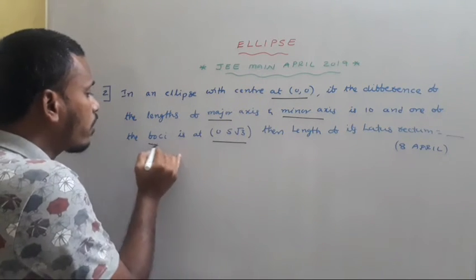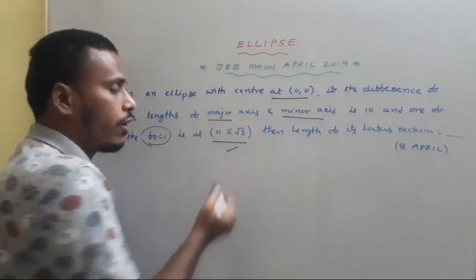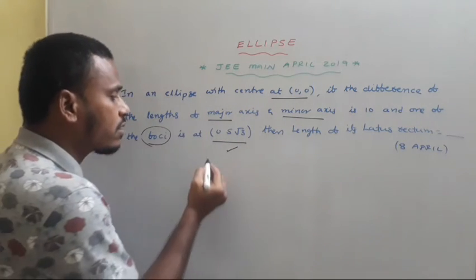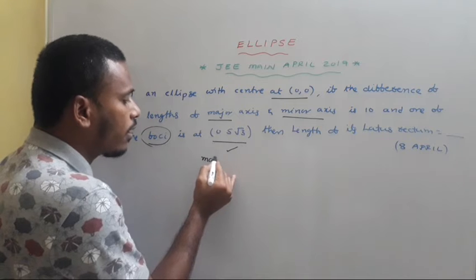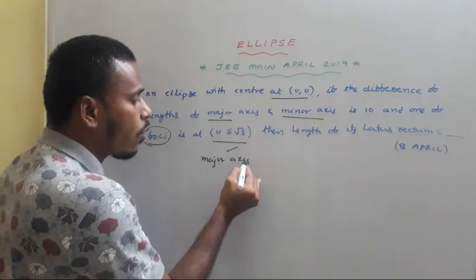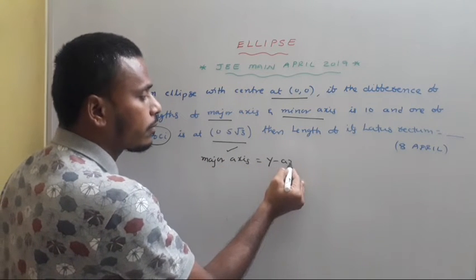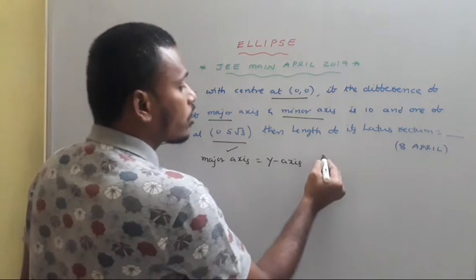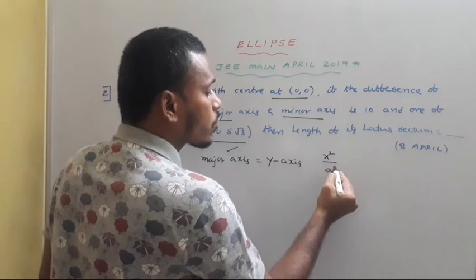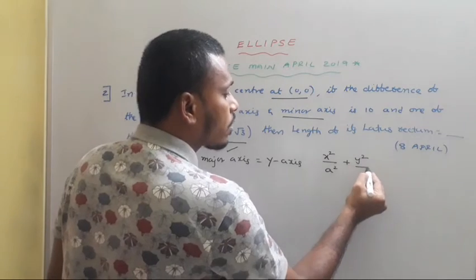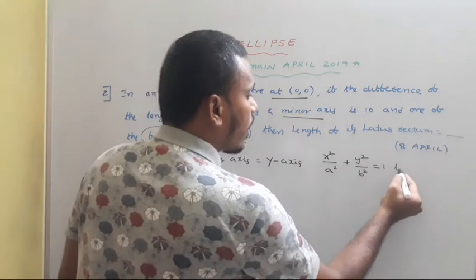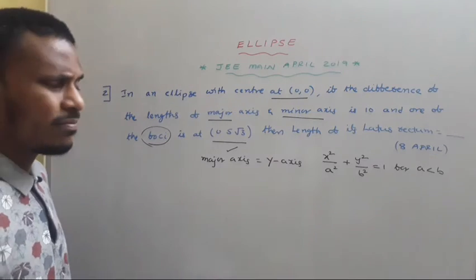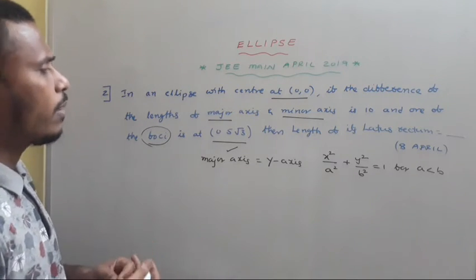Since one of the foci is at 0 comma 5 root 3, this is a point on the y-axis, so it again conveys that the major axis is the y-axis. Since the major axis is the y-axis, again the equation of the ellipse is of the form x square by a square plus y square by b square is equal to 1 for a less than b. Is it right? Yeah. And now think about the problem.